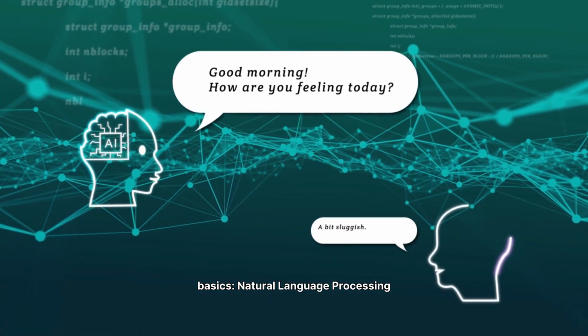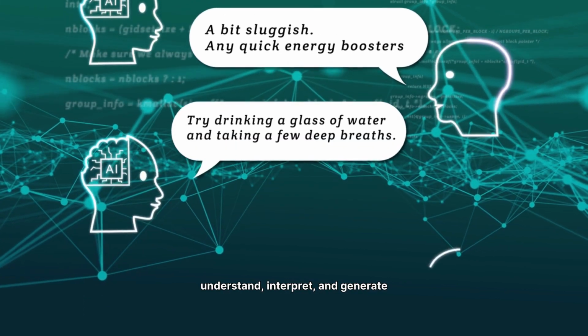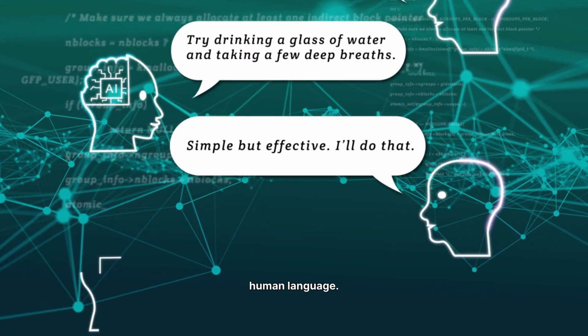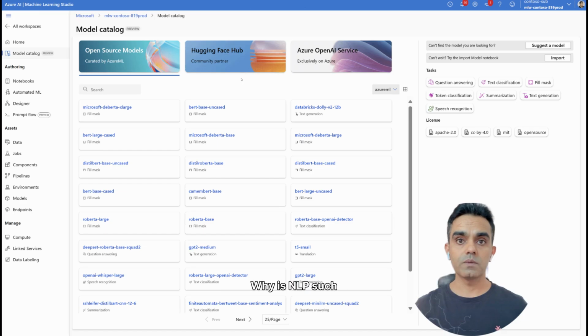Natural language processing is a field of AI that helps computers understand, interpret, and generate human language. Whenever a machine reads text, analyzes it, or responds in a way that feels human, that's NLP in action. Why is NLP such a big deal? Here are a few everyday examples.